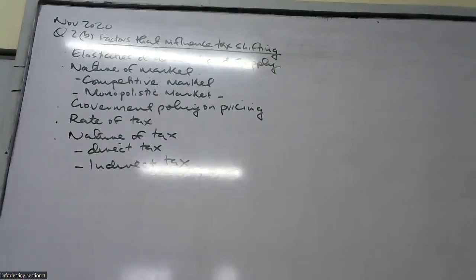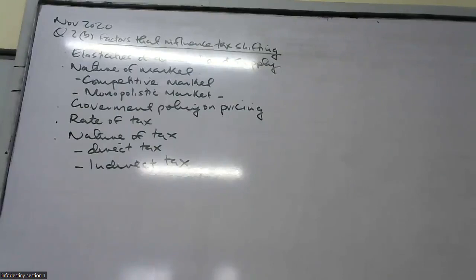The rate of tax, what is the rate? If the rate is high, then the seller will think it's too big to bear, so he wants to share it. Right? But if the rate is low, he may not want to cause a problem with the demand, so he may decide not to. Remember, tax shifting is through an increase in price. So if the rate of tax is not too high, the producer may not pass it. He may say, well, I will bear it.